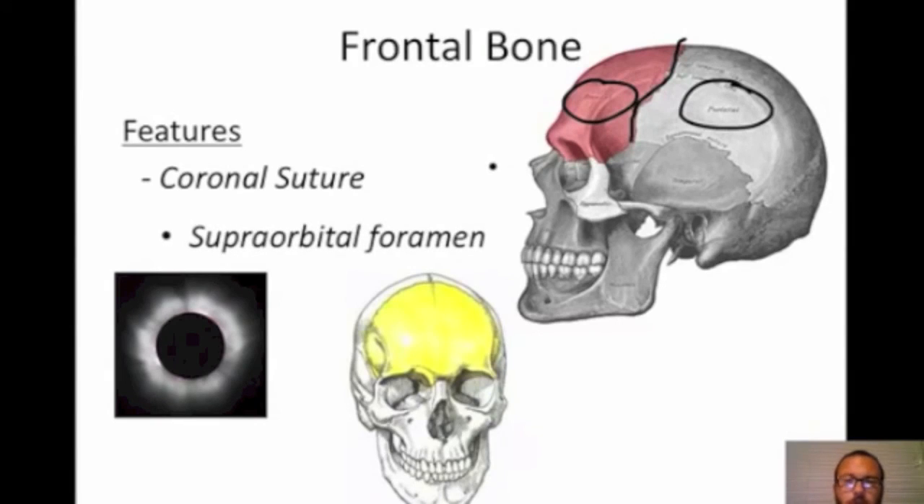Another feature that we want to be able to notice on our frontal bone is the supraorbital foramen. If orbital is eye, supra must be above the eye, and we see one supraorbital foramen there and another one right there. They're like little holes that you will see on the frontal bone that blood vessels and nerves pass through. Alrighty, so frontal bone. We need to know the coronal suture and supraorbital foramen.